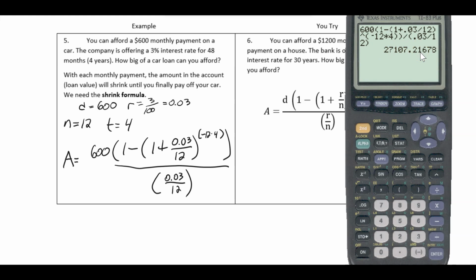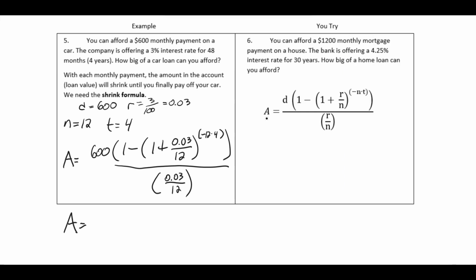$27,107.22 rounded. Now, notice there's a subtraction in the formula and there's a negative in the formula. On your calculator, you have a subtraction button, and you should also have a negative button. Make sure you don't get those confused, or else you'll get errors in your calculator, and it might not give you any answer at all. So we have $27,107.22.